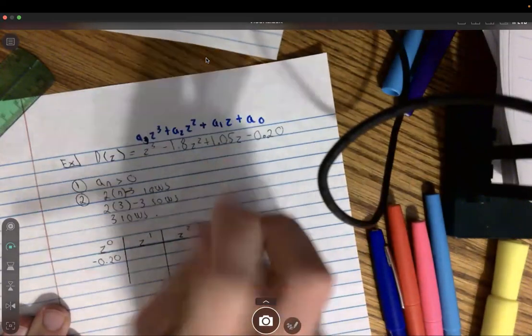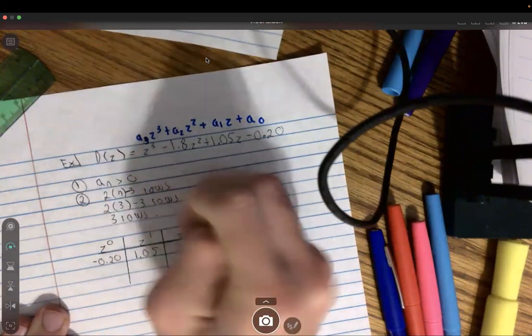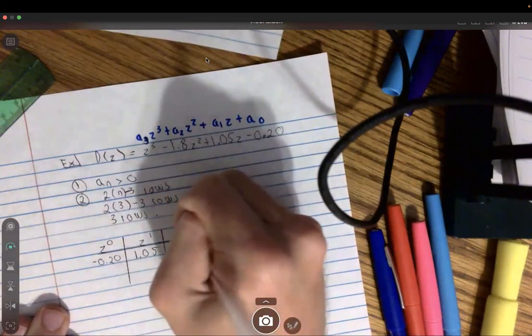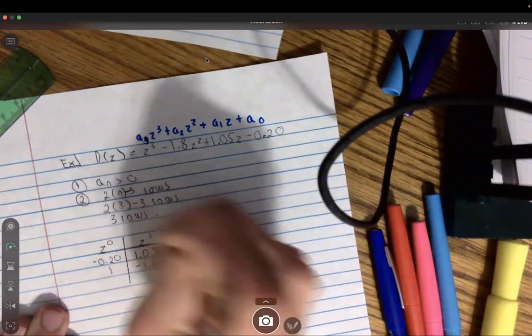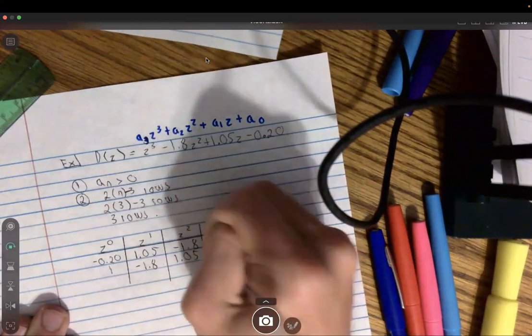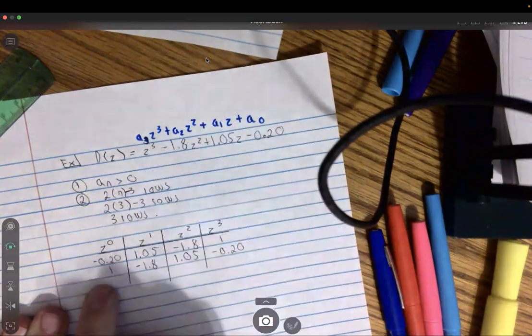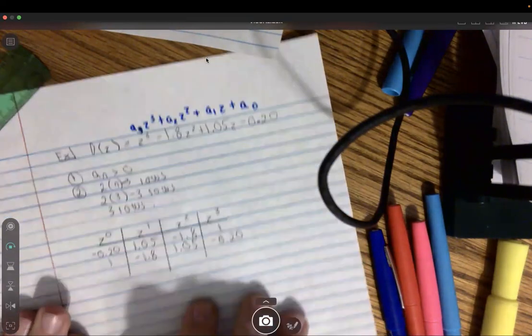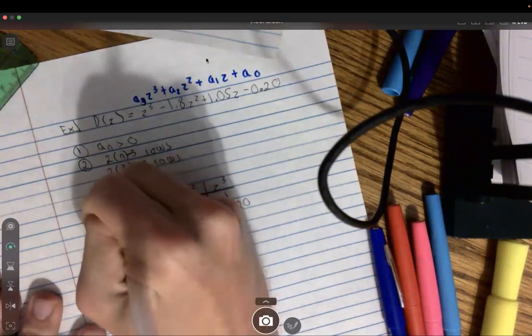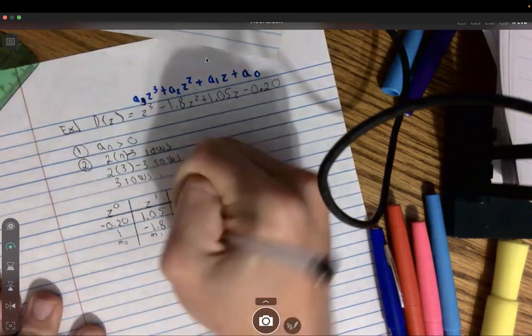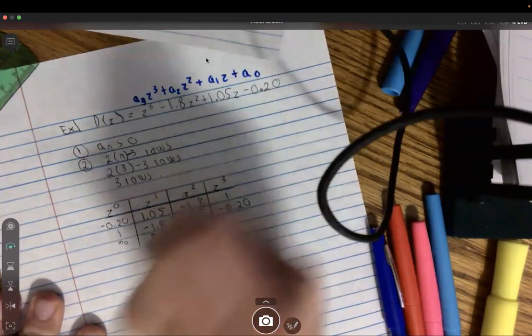And then our A1 is 1.05, our A2 is negative 1.8, and our A3 is 1. Then swapping the positions, you literally just flip-flop them, negative 0.20. Now we need to solve for the space right here, which is M0. So I'm going to call this spot M0, M1, and M2, just to follow the table.